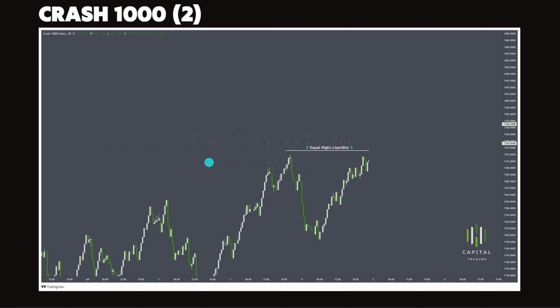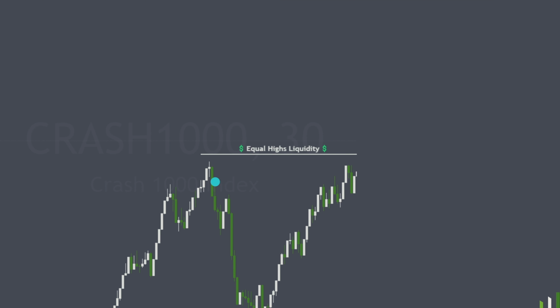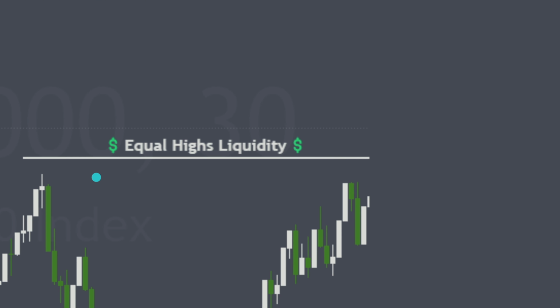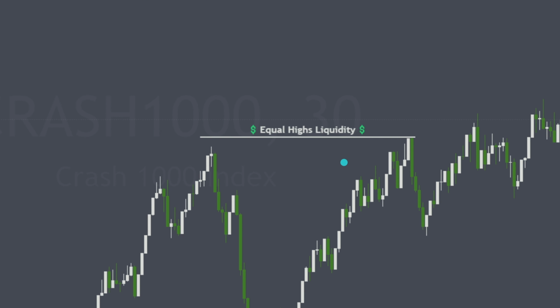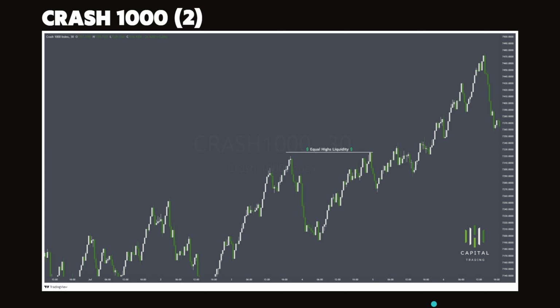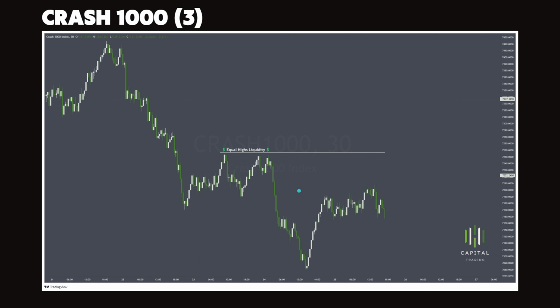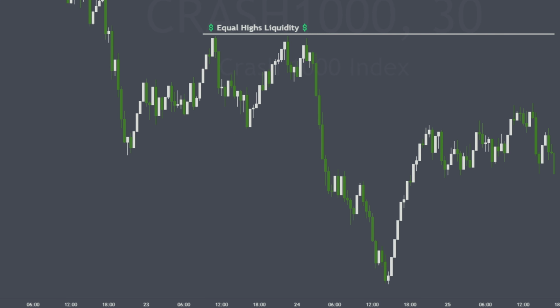So we had price pushing to the upside, then forming this 1, 2 relative equal highs. So let's see what's going to happen. Then we had price dropping, retracing to the downside, and then pushing to the upside to reach into this equal highs liquidity.